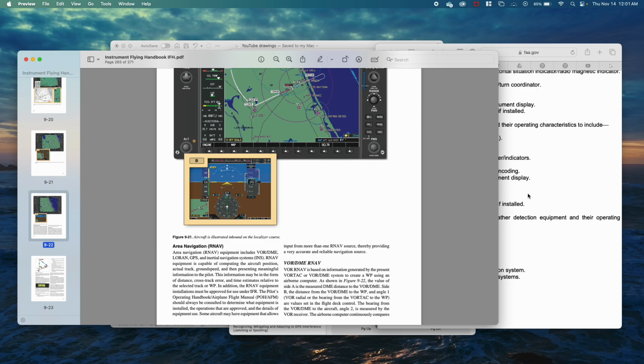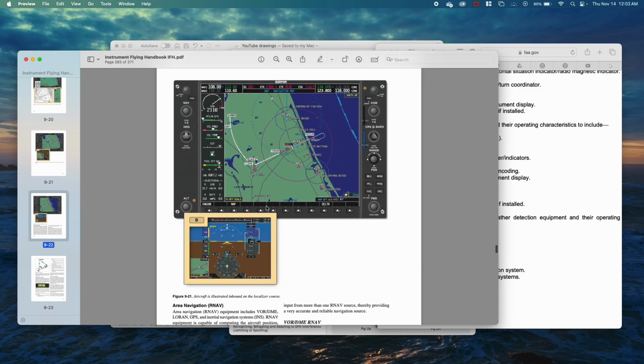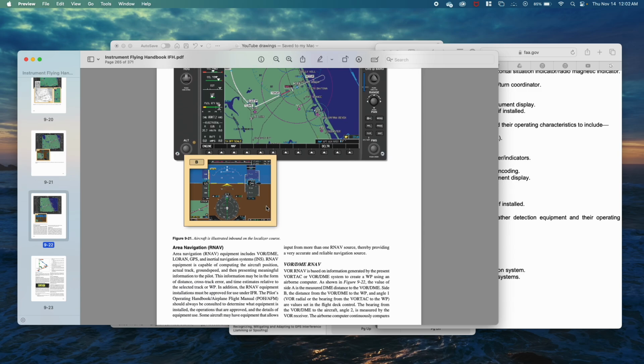So before we get into GPS, let's talk about the big broad term RNAV, because you have probably seen RNAV on every single GPS approach plate. But what does RNAV mean? RNAV refers to area navigation.